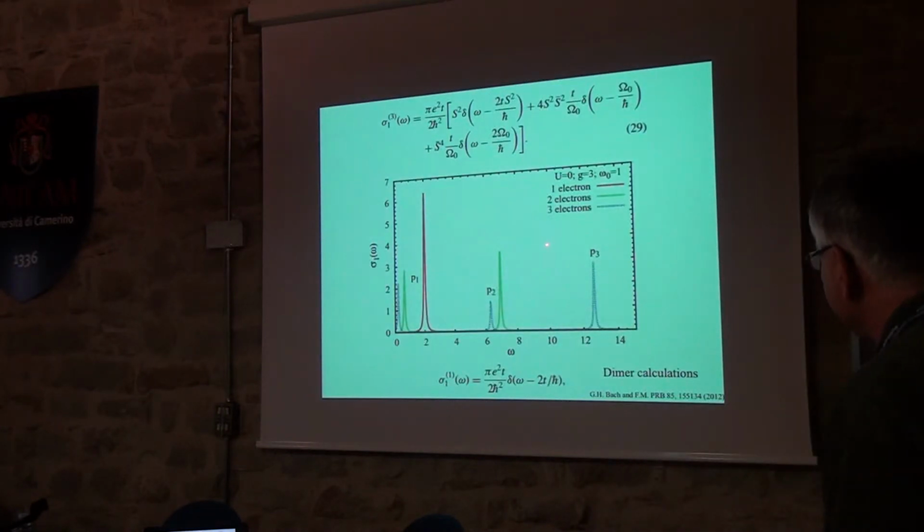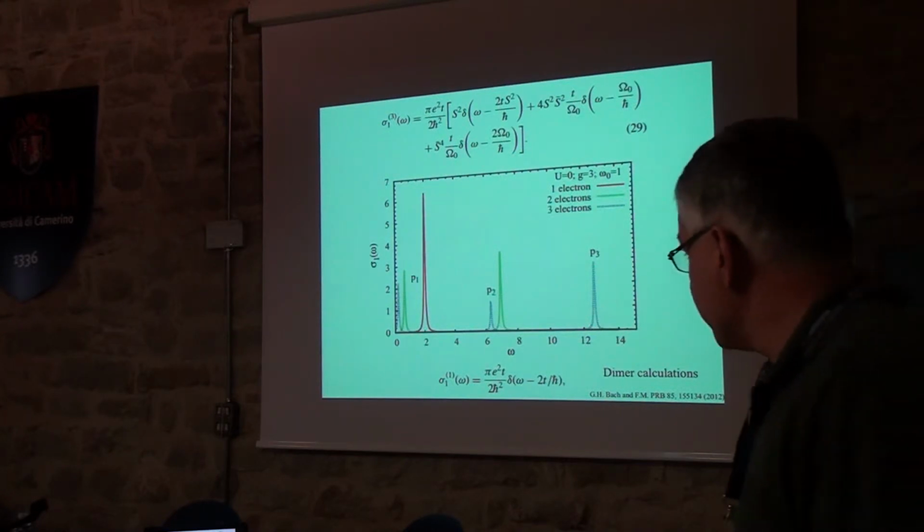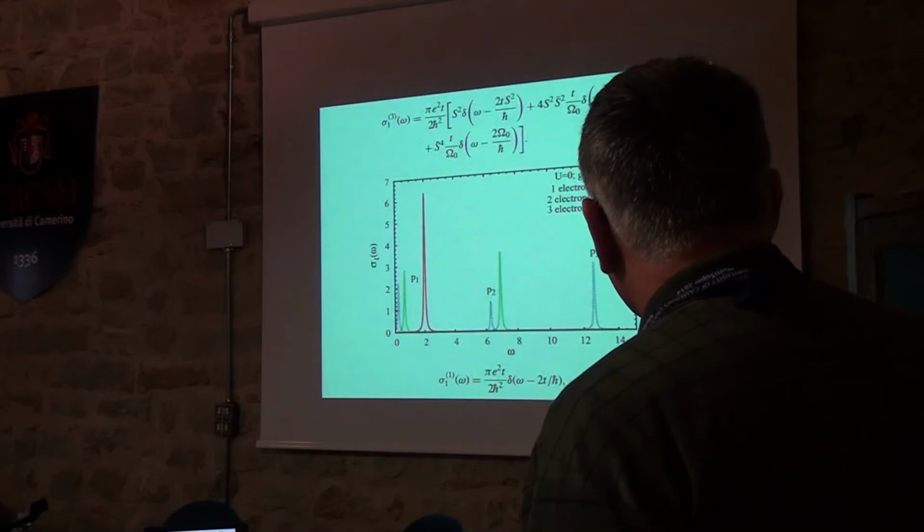This is a simple two-site calculation, a dimer calculation showing the same thing. Now you can have 1, 2, or 3 electrons. And with one electron, there is just this one peak. This is the Drude peak. It's displaced from 0 because of the finite size. When you have 3 electrons, you still get the Drude peak, but now you have these 2 extra peaks corresponding to those at the same excitations.